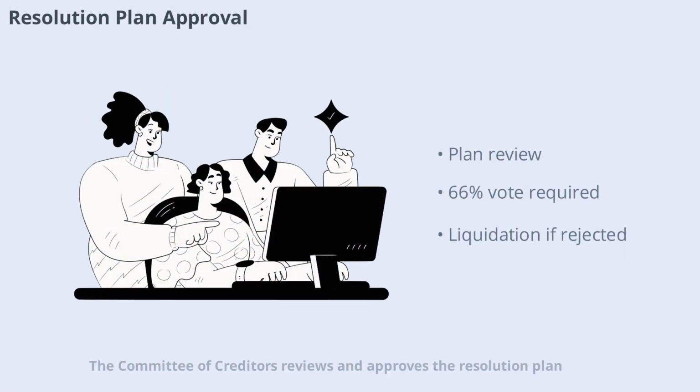The Committee of Creditors reviews and approves the resolution plan. Approval requires a minimum of 66% vote. If the plan is not approved, the process moves to liquidation. This step is critical for determining the future of the corporate debtor and ensuring that creditor interests are protected.